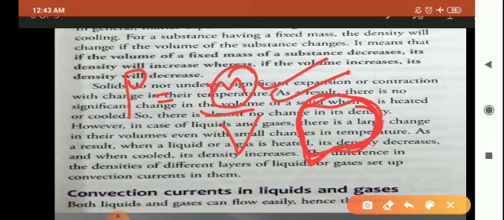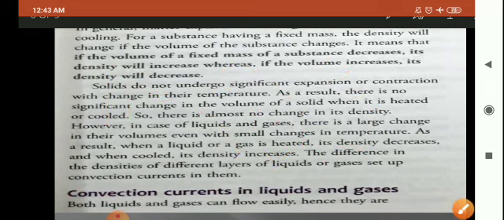Mass is fixed, volume कम हो रहा है, तो density क्या हो रही है, बढ़ रही है, और density will increase. Same thing is given here also.